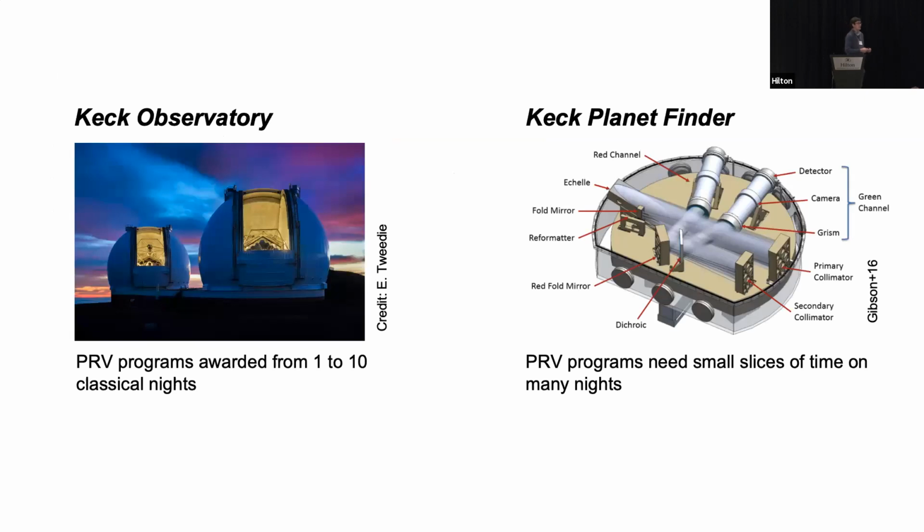So one of the main challenges of doing PRV science at Keck Observatory is that it's a classical observatory. So what happens is that PIs are typically awarded time in integer numbers of nights, ranging from 1 to 10 nights for a large program. And that's not well suited to PRV science, which requires small samples of time on many nights.